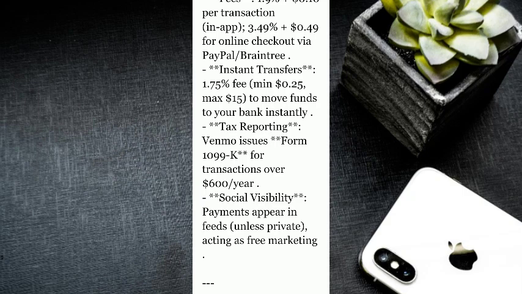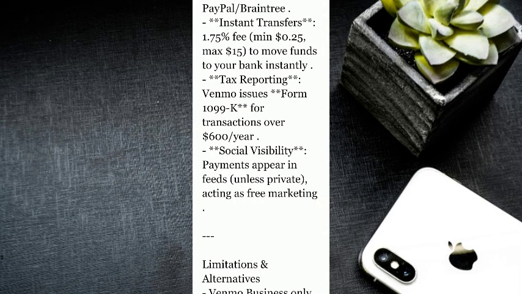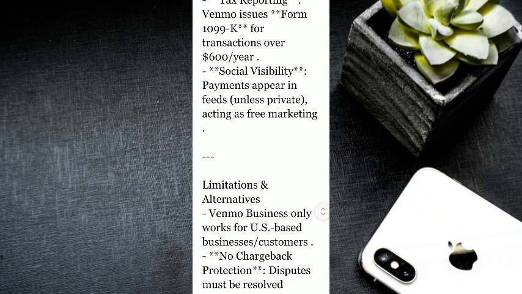Then next is tax reporting. Venmo issues Form 1099-K for transactions over $600 per year. Then lastly, payments appear in feeds unless they are made private, so it helps act as free marketing.